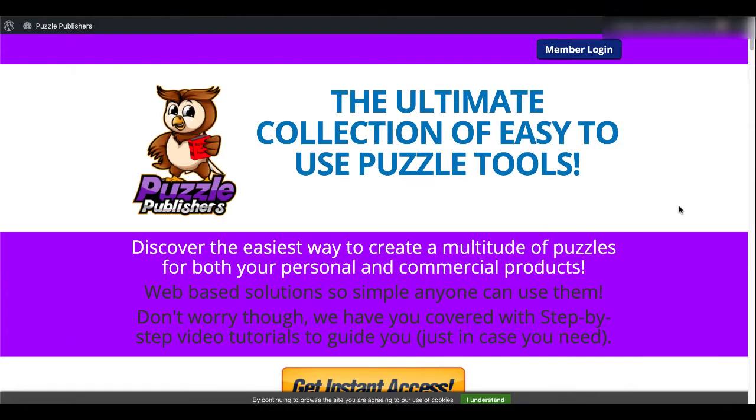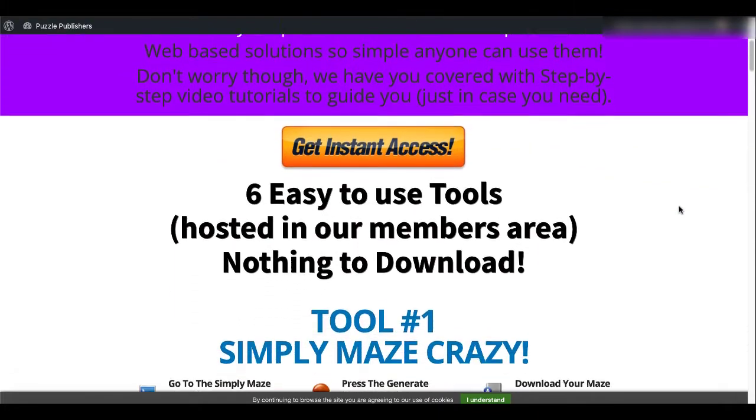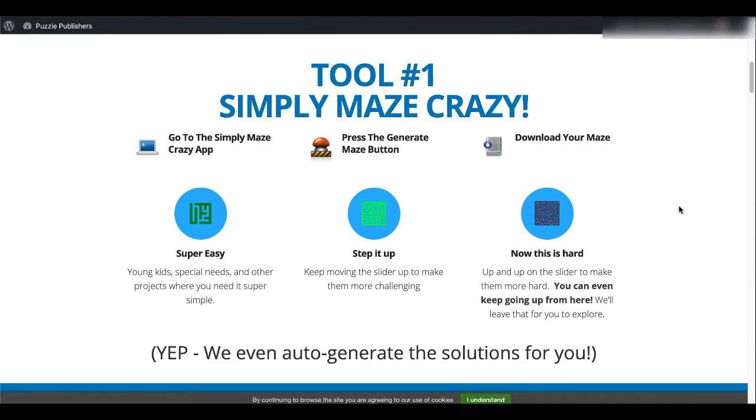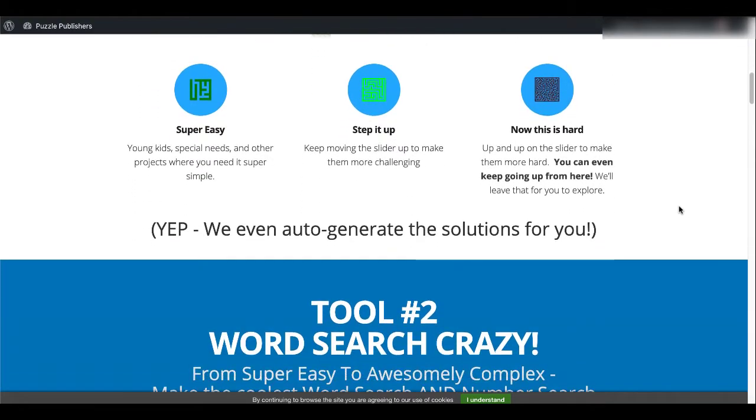So where do you get these tools? You get these tools as a member of Puzzle Publishers. Puzzle Publishers, as you see here on the screen, the ultimate collection of easy tools to use to make puzzles. You get 6 tools right here. You're going to get the Simply Maze Crazy tool, and like I said, I'm going to show you inside and show you all these tools.